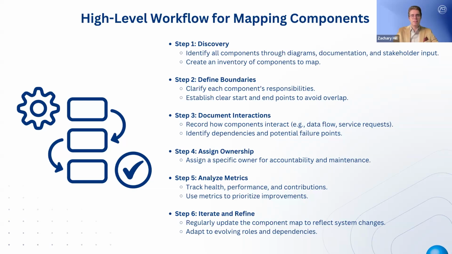Assigning ownership comes next, ensuring each component has a clear owner accountable for its maintenance. Step 5 is analyzing metrics, tracking health, performance, and contributions to pinpoint areas for improvement. Finally, the process is iterative. Regularly refine the component map to reflect changes in roles or dependencies, keeping it accurate and relevant.